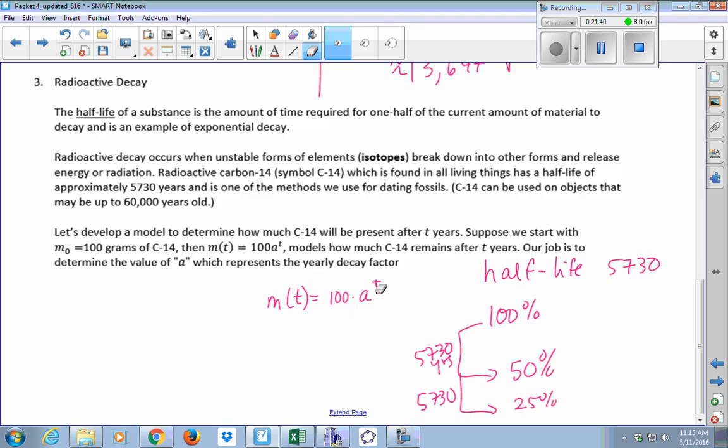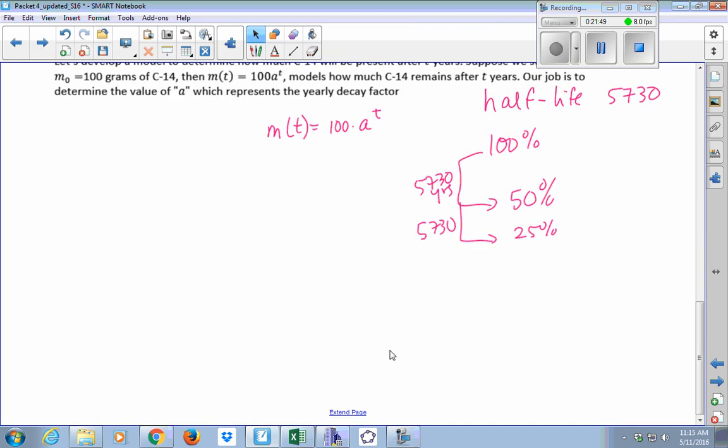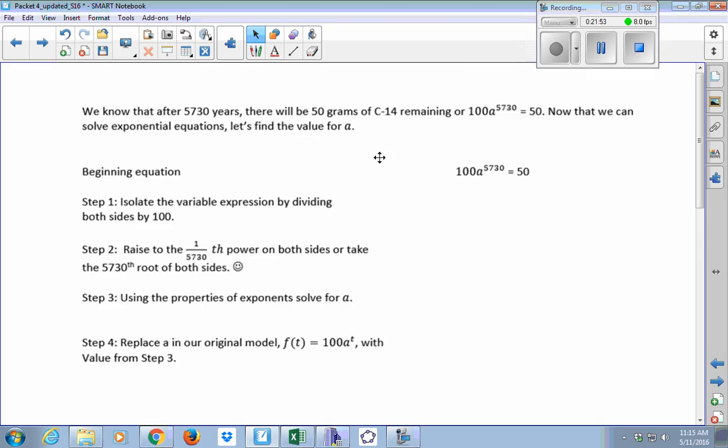So let's see how we would solve this problem for a, because we want to get the base. What we do know about half-lives is that after 5,730 years, this 100 grams will become 50. So whatever a is, we still don't know what a is, but after 5,730 years, this 100 grams will become 50. So now I have an equation that I can solve for a.